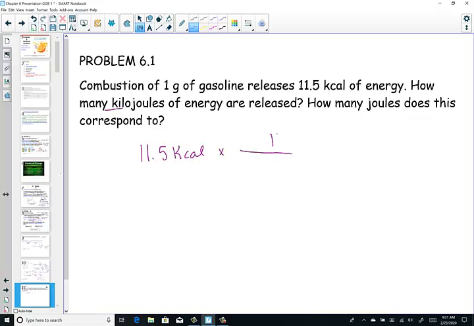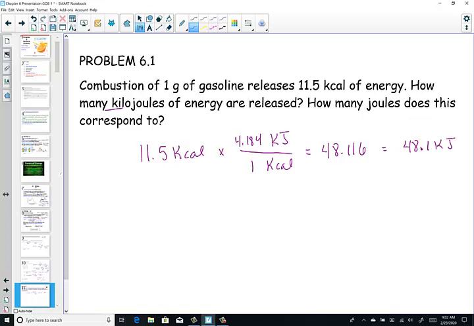So we can use our conversion where we know 1 kcal is equivalent to 4.184 kjs. And we can get our first part of the answer by simply multiplying 11.5 times 4.184. Did you find 48.116? And then we'll consider proper use of sig figs. So we'll round 48.1 to get 3 sig figs, and that's kj.